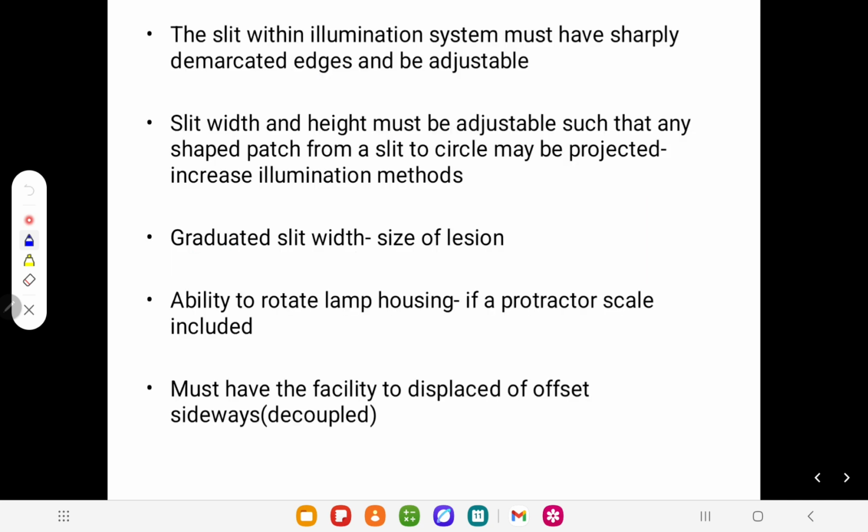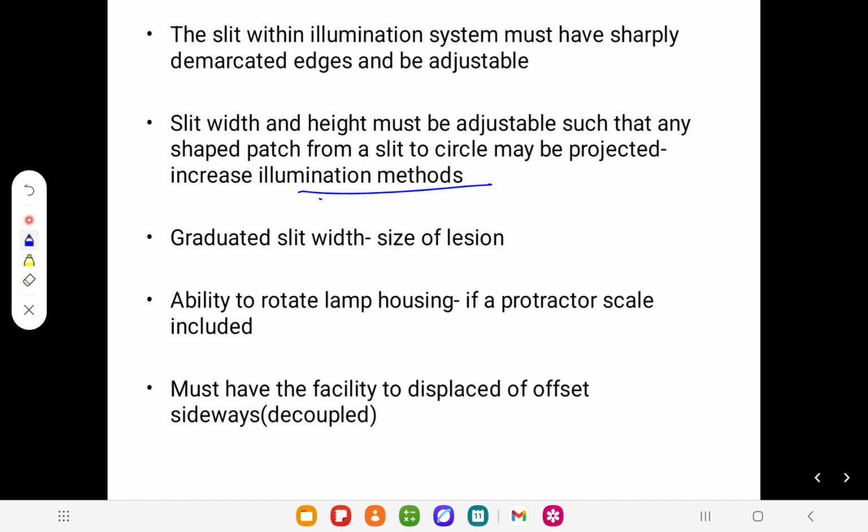So the slit within the illumination system must have sharply demarcated edges and adjustment. That's what we are talking about in the principle: why that sharpness came there. Slit width and height must be adjusted such that any shape patch from the slit to a circle shape can be projected to increase illumination. Why? Because we have to measure a lot of lesions like corneal lesions, and we have to adjust slit width too, isn't it?